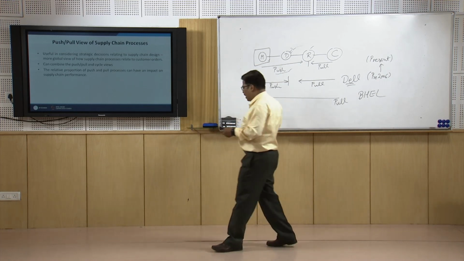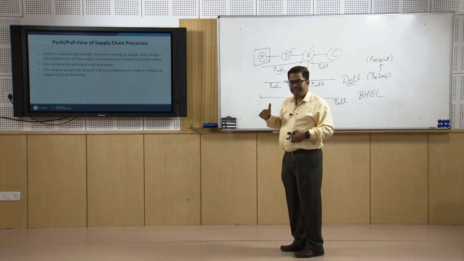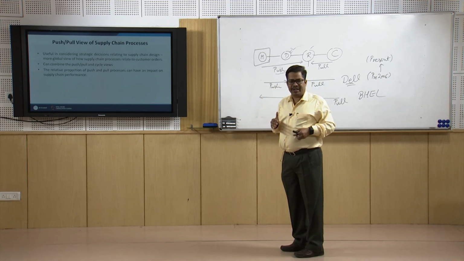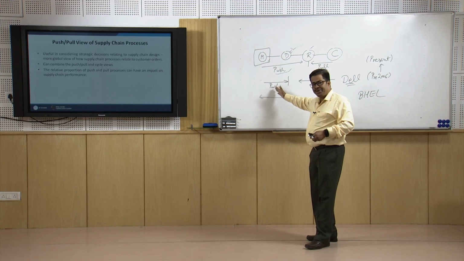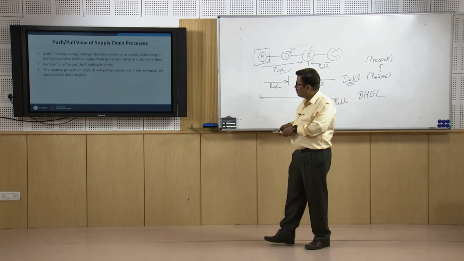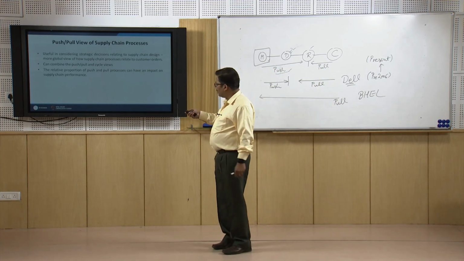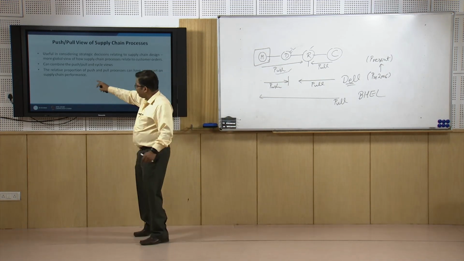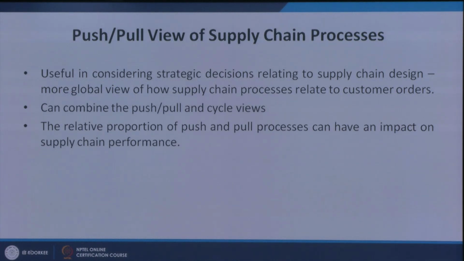So, you need to have a fine understanding. These are some of the guiding principles, but still, depending upon your own data, depending upon your own information, you will find a suitable boundary of push and pull in your supply chain. That is very important, because, as I mentioned, the relative proportion of push and pull can have an impact on supply chain performance. So, it is very important.